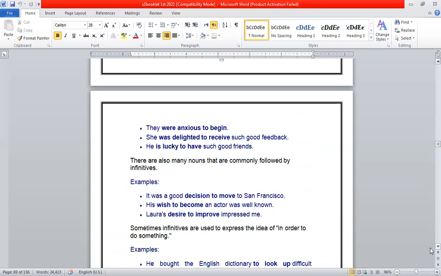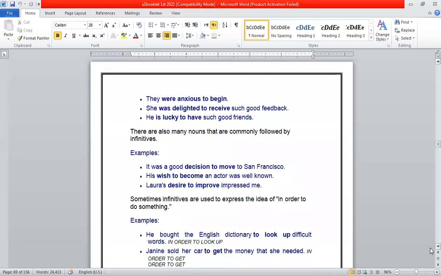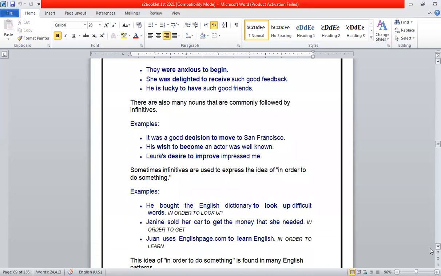There are also many nouns that are commonly followed by infinitives. Examples: it was a good decision to move to San Francisco. Decision, good decision. Decision is the noun. Good decision must be followed by to move. It's a good decision to leave. It's a good decision to even sleep, whatever.